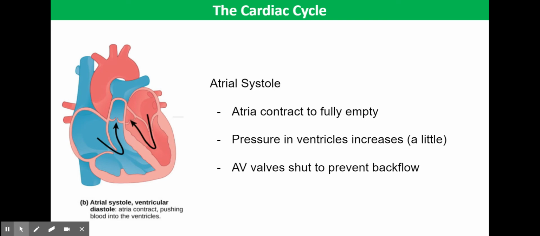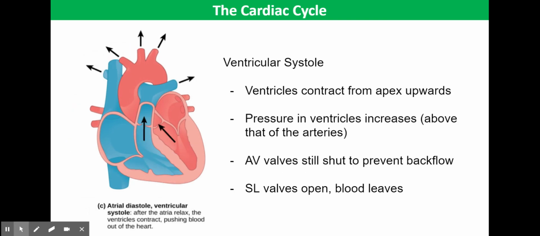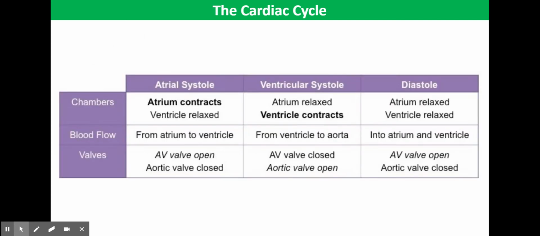And finally, ventricular systole. During ventricular systole, both the right and left ventricles pump together. Contraction starts at the apex, which is the base of the heart, so that blood is pushed upwards towards the arteries. This table summarizes those three parts of the cardiac cycle.